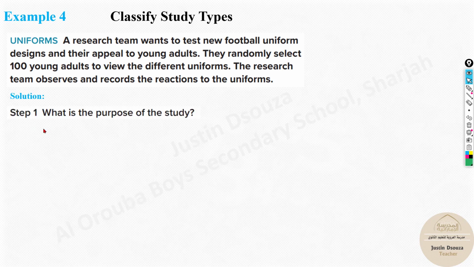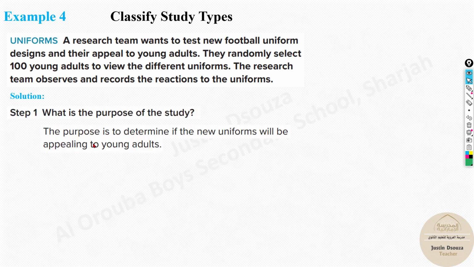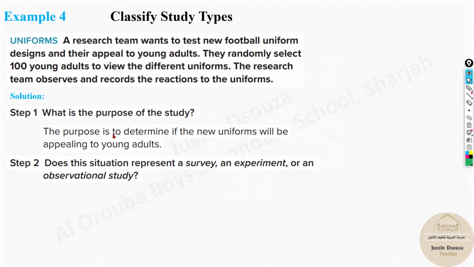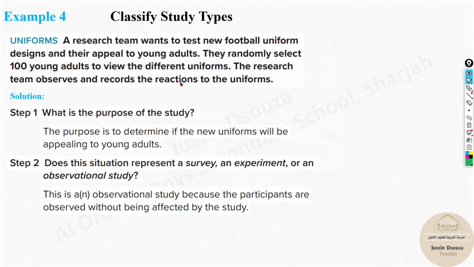But now, let's quickly go through the purpose of the study. The purpose is to determine whether the new uniform will be appealing to young adults or not, whether the uniform is good or not. Now, does the situation represent a survey, an experiment, or an observational study? It's an observational study because they're not doing any experiment, they're just observing how they are reacting. That's it.